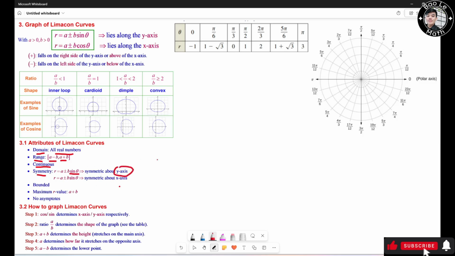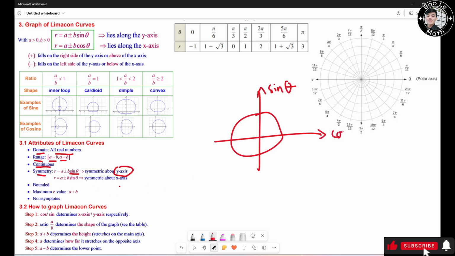Remember the unit circle. The sine function represents the y-axis. The cosine function represents the x-axis. So you just use this unit circle to help you memorize the symmetry of the Limaçon curves. This one should be cosine, guys. With respect to cosine theta, it's symmetric about the x-axis. The maximum of the radius is a plus b. The function has no asymptotes.